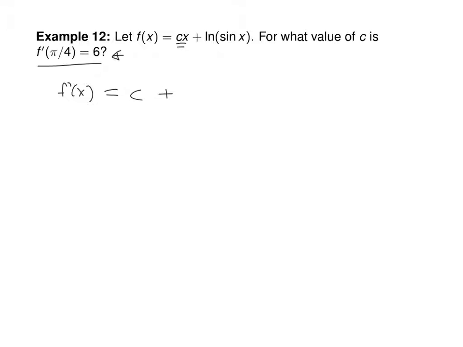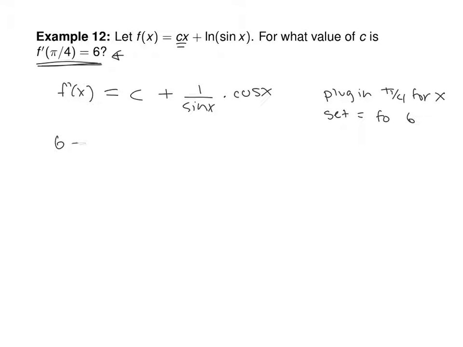Plus, what's the derivative of natural log of sine of x? 1 over sine x times cosine x, yep. So we know that f prime of pi over 6 equals 6. Oh, you plug in pi over 6 for what? For x, and then set it equal to 6.